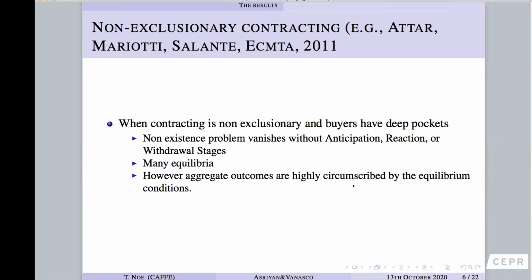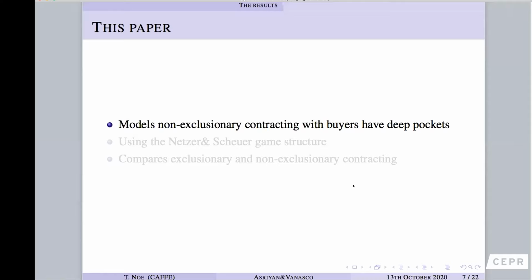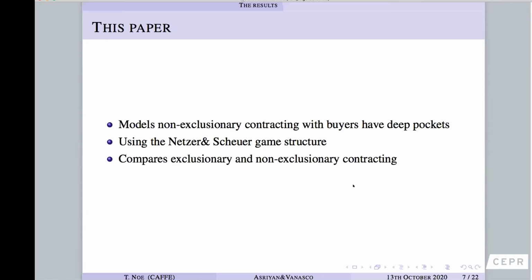And the classic result is that in all these equilibria, the low type will sell whatever they have. There'll be no pooling where the low type pools with the high type and then restricts sales when the sales are advantageous to the low type. Okay, this paper looks at non-exclusionary contracting when buyers have deep pockets. So it's not like some of the other non-exclusionary models in finance where we need a coalition of investors to actually take down the issue, but everybody, if they want to, could. They use the Nachman-Noe game and they compare exclusionary and non-exclusionary contracts.